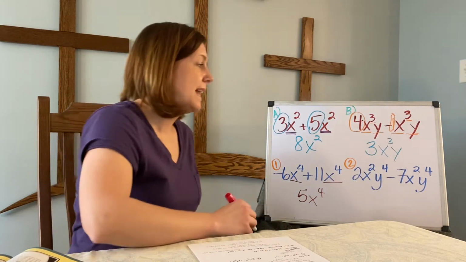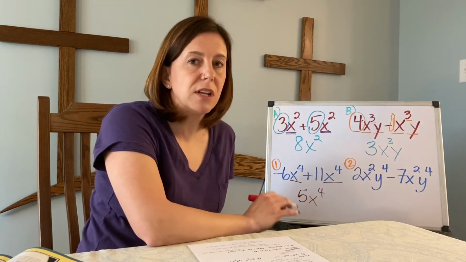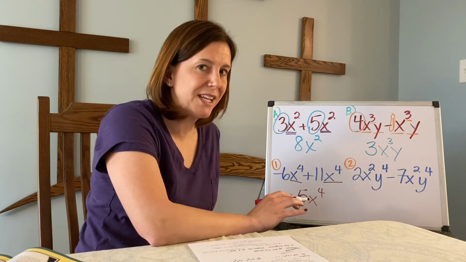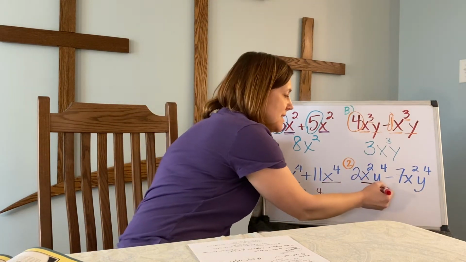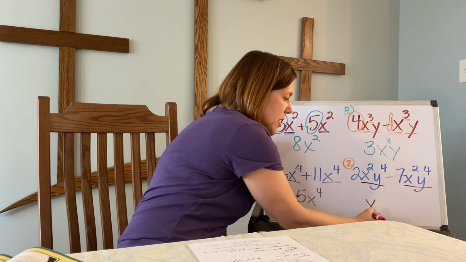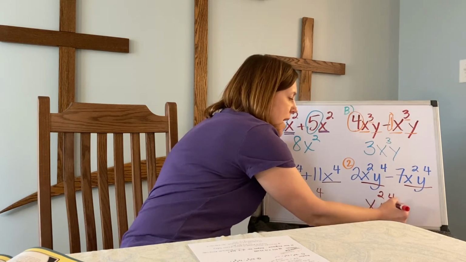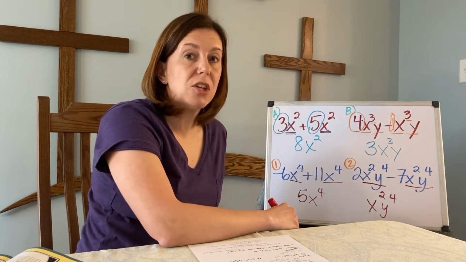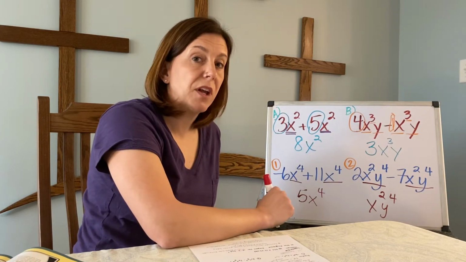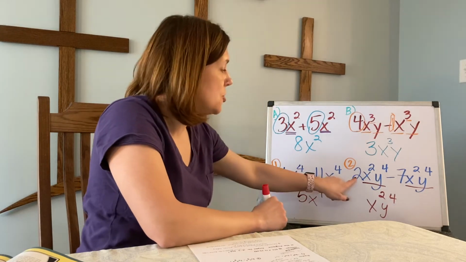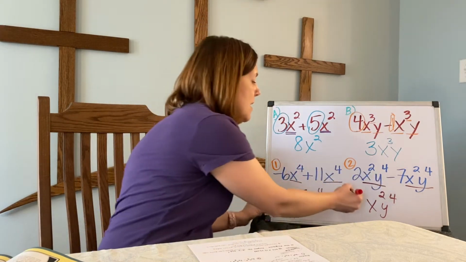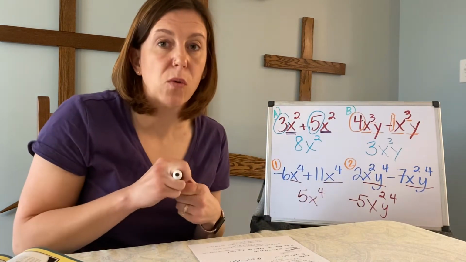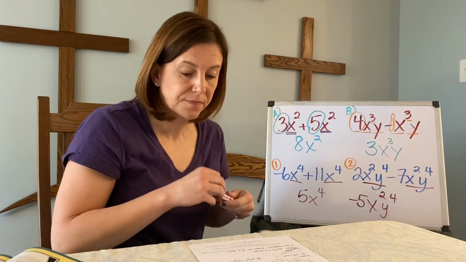Number 2, again, I need to first establish and confirm that I'm dealing with common terms. Like I said, they made these pretty easy for today. So I can see that yes, these are common terms. They have the same variables and the same exact powers. So that part will not change. The only thing that will change is my number in front, or my coefficient. So I do the math. 2 minus 7 gives me -5 x squared y to the 4th as my simplified answer.